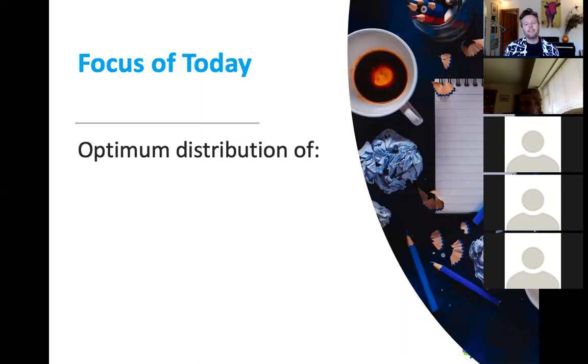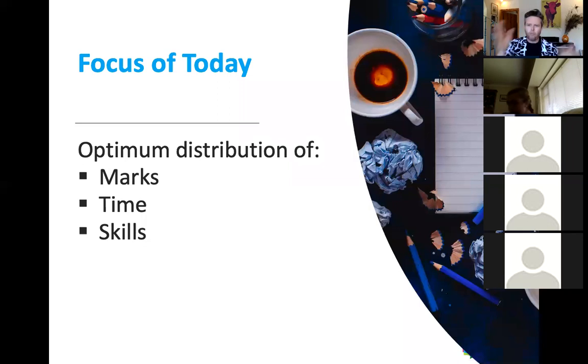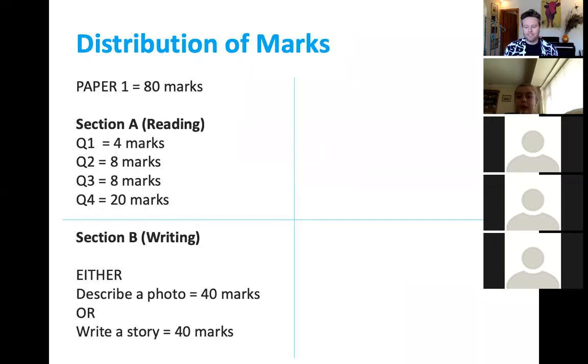So the focus today is about the optimum distribution of the marks and how the marks are awarded, and then how to distribute your time in the exam in both papers, and how to distribute your skills as well, to make sure that you're not putting the skills in the wrong place so that you miss out on marks. So those are the three things that we're going to cover today.